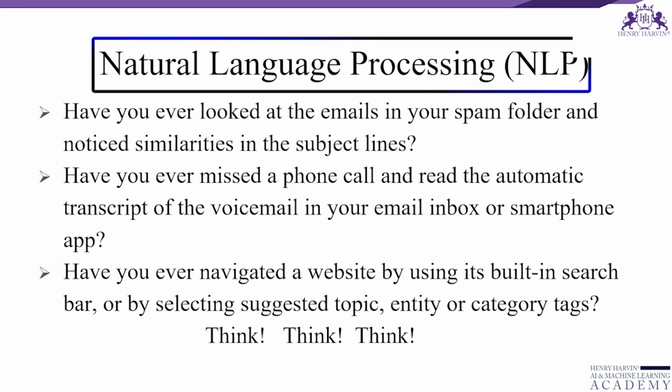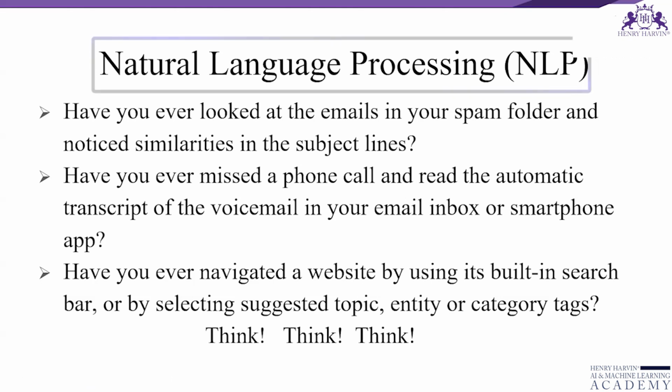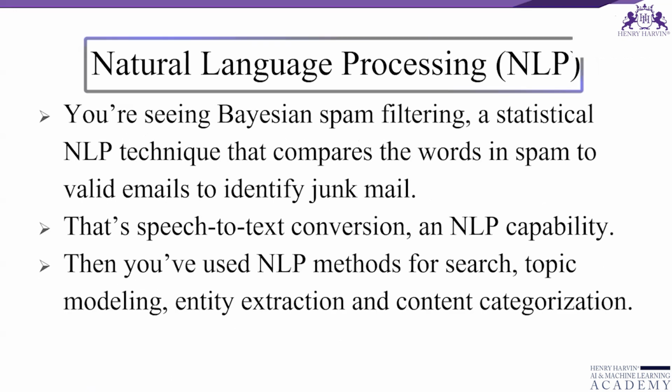So what are these, basically? Whatever I am talking about here is related to text. You are seeing Bayesian spam filtering, which is a statistical NLP technique that compares words in spam to valid emails to identify junk mail. What do I mean by this? Whenever we talk about mail, it could be spam mail or it could be ham mail. We do not know.